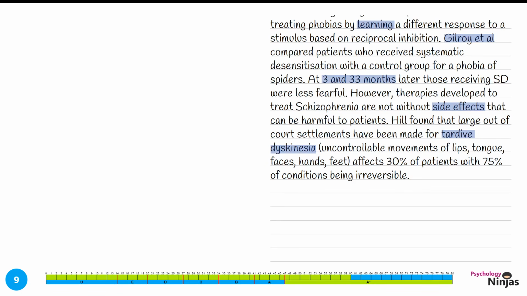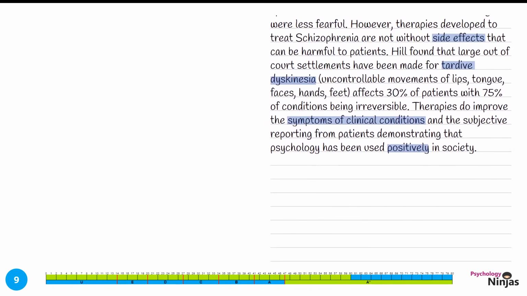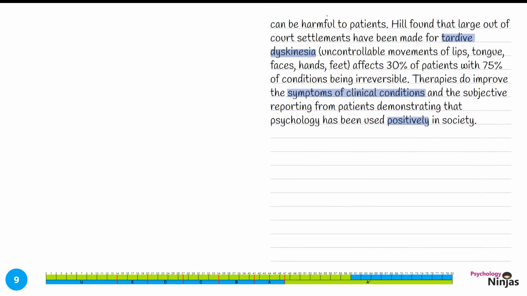And then we're going to give a judgment to assess the use of psychological knowledge. Therapies do improve the symptoms of clinical conditions, and the subjective reporting from patients demonstrates that psychology has been used positively in society. We've linked this directly back to the question, in terms of it being a positive use of psychological knowledge, and that therapies are effective in terms of improving symptoms of clinical conditions. Again, you could have gone for other clinical conditions here or any therapy. And then we're going to return to explaining the use of psychological knowledge more generally.